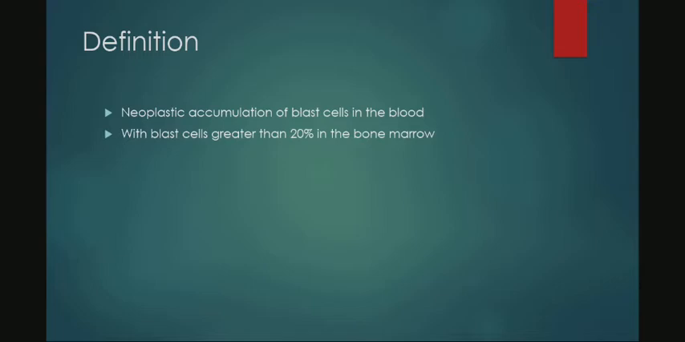With that being said, it is important to further understand that in this neoplastic accumulation of blast cells, within the bone marrow the blast cells are greater than 20% for you to say that this is acute leukemia. Why is it important to know that the blast cells should be greater than 20% in the bone marrow? Because there's another disorder called myelodysplastic syndrome.